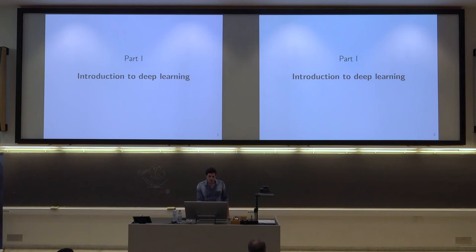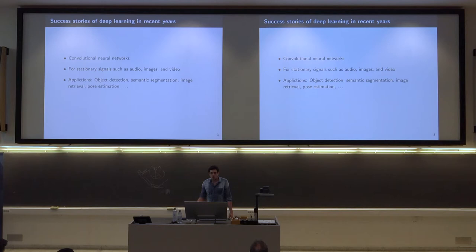Probably most of you have heard about convolutional neural networks. That's one type of architecture that is very successful. Typically, it's best suited to situations where we have stationary input signals. So let's say your input arrives all at the same time. So think about images or maybe a video, but you have the entire video from the start. Then you would probably use, most of the time, a convolutional neural network.